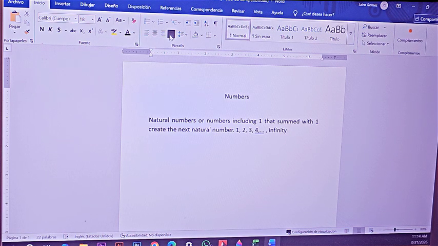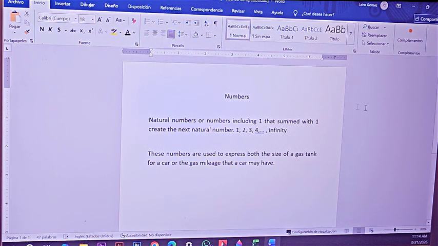So why are these numbers important? So these numbers are used to express both the size of a gas tank for a car or the gas mileage that a car may have. So you might be asking yourself, well, that's nice. So where can I find that information?